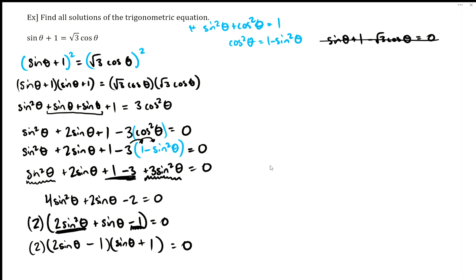2 sine of theta times sine of theta is 2 sine squared of theta. 2 sine of theta times positive 1, minus a 1 sine of theta, is still positive sine of theta. Negative 1 and positive 1 is negative 1. All right, so it's a match.